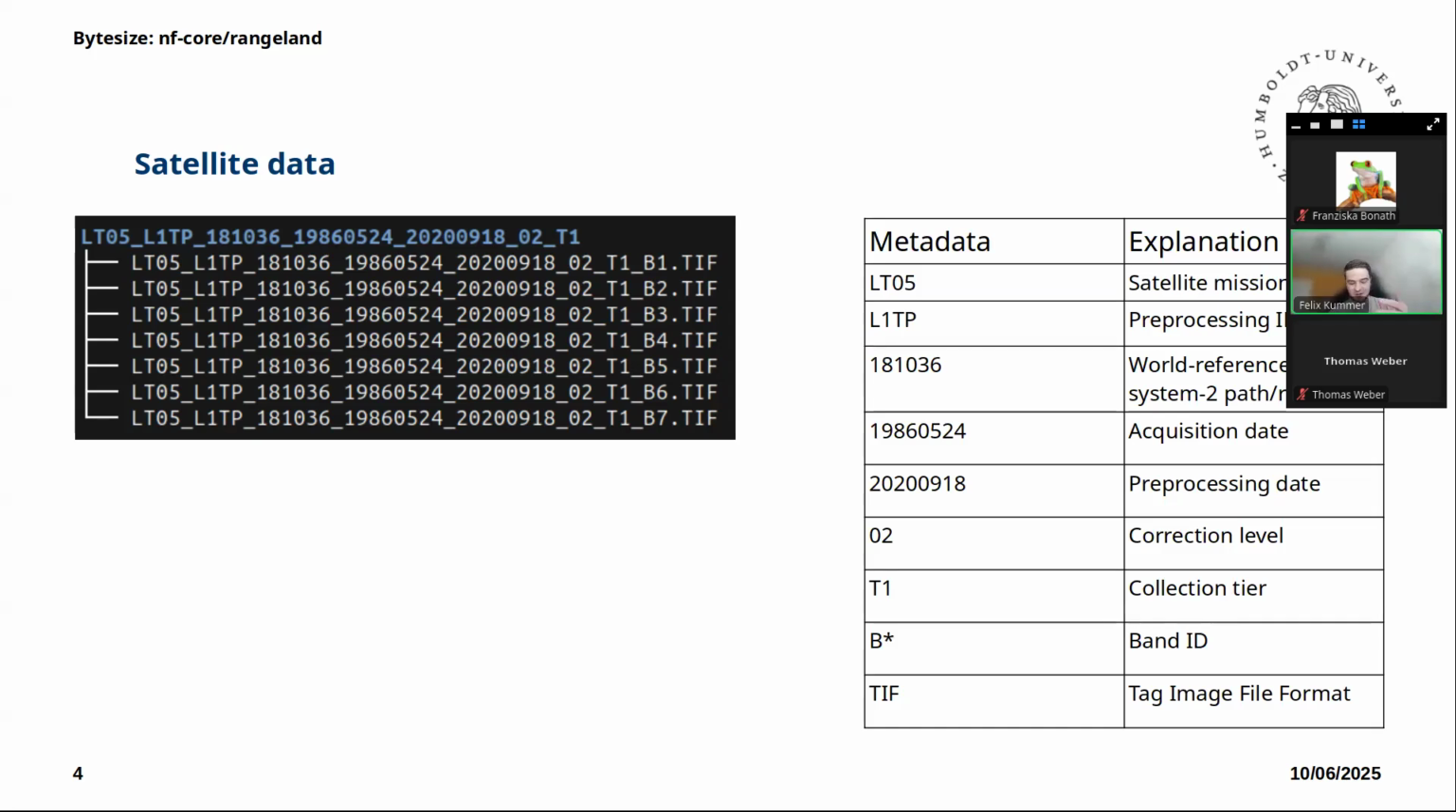So let's talk a little bit about the metadata here. We start these file names with the LT05 identifier. This is the name of the satellite mission, in this case Landsat 5. Landsat is a huge satellite constellation that has been in orbit since the 1970s, so we have a lot of data from these satellites.